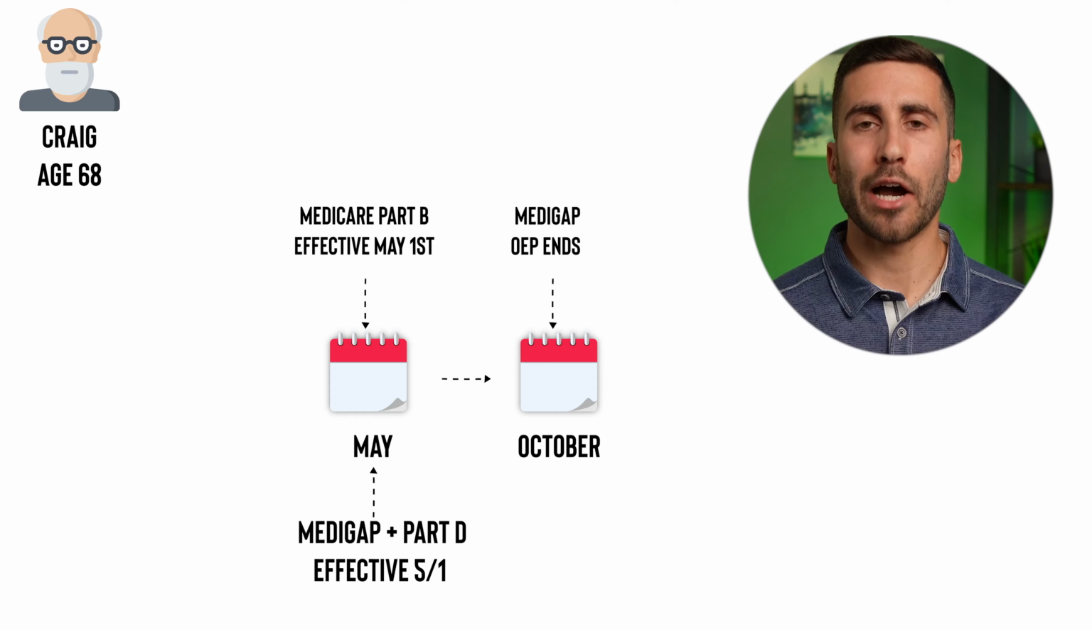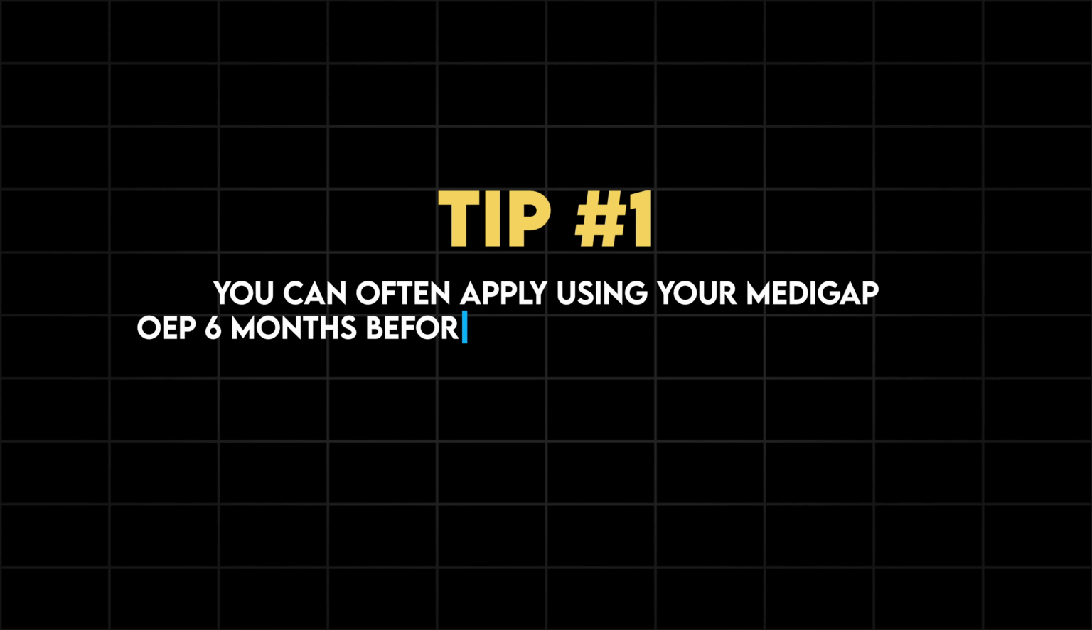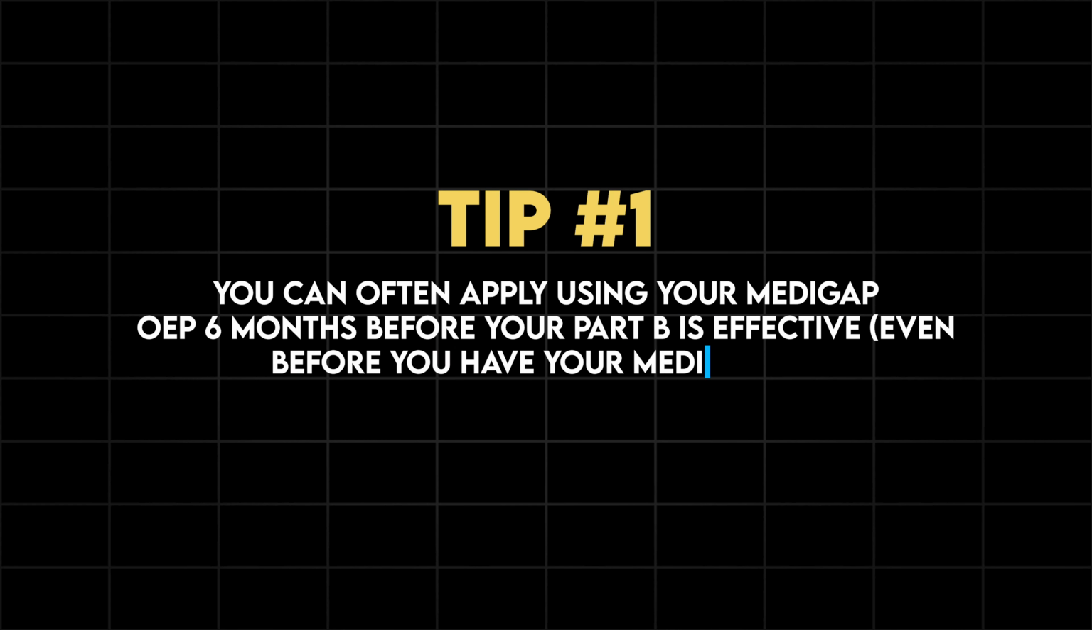Now, here are a couple pro tips you should be aware of when it comes to your Medigap OEP. First, you can apply for your Medigap coverage using your OEP before your Part B coverage is actually effective. Many companies will also let you apply for Medigap coverage 6 months before your Part B effective date, even if you don't have your Medicare ID number yet. Although this doesn't actually make your Medigap coverage begin any sooner, it does let you get your coverage in place to avoid last-minute stress and issues.